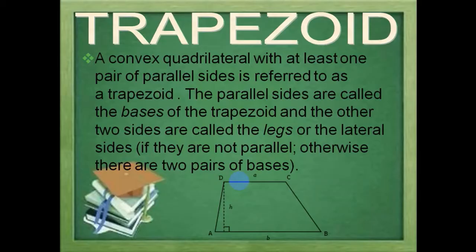Now the trapezoid figure. A convex quadrilateral with at least one pair of parallel sides is referred to as a trapezium. The parallel sides are called the bases of the trapezoid, and the other two sides are called the legs or the lateral sides if they are not parallel. Otherwise, they are two pairs of bases.